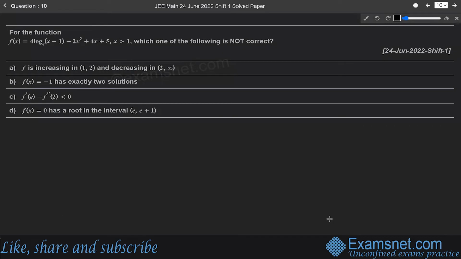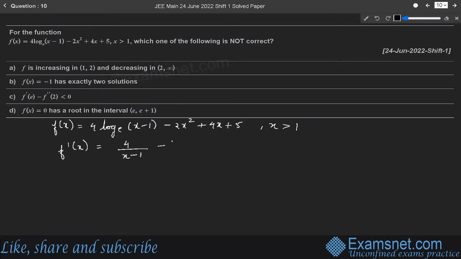Next question is for the function f of x is equal to 4 log base e (x minus 1) minus 2x square plus 4x plus 5, where x is greater than 1. Which one of the following is not correct? The function is given, which is f of x. So first let us find the derivative of the given function. So f dash x will be equal to 4 upon (x minus 1) minus 4 into (x minus 1).